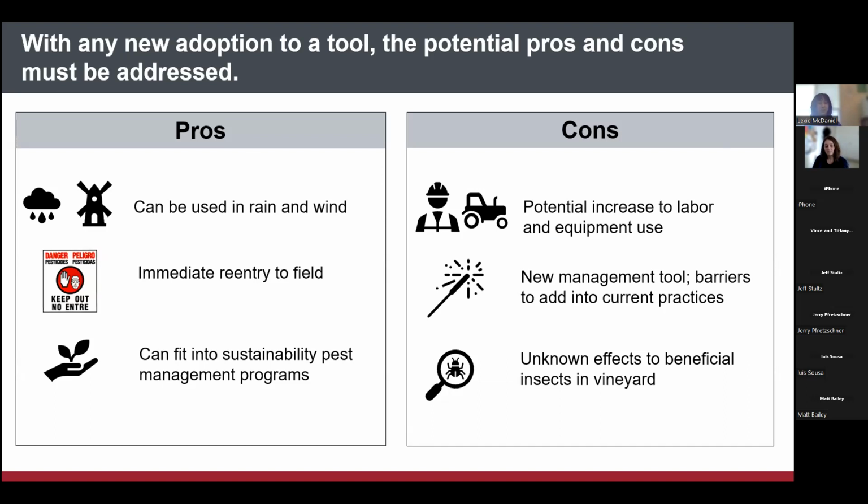The cons of this technology are that it is labor intensive. You would need to potentially treat at least once per week, most likely 2 times per week, and that would increase labor and tractor fuel costs. Additionally, it would need to be applied at night. And it is a new tool. It requires that you either build it yourself or wait for commercial units. And the effects on beneficial insects are still unknown. So research is going on about the UVC light effects on insects.